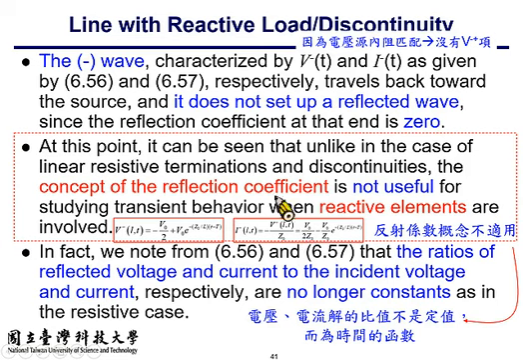However, before we end our discussion of this example, I shall note again that here are the expressions for the V minus signal and the I minus signal. Again, you see they are both functions of time. So strictly speaking, the concept of reflection coefficient is not applicable for time domain analysis with reactive elements, because the ratios of voltage and current are not constant numbers. They are functions of time.